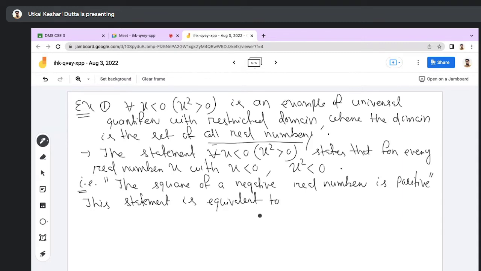Any idea? Okay, see. For all x, we have written x less than 0, x square greater than 0. That means the square of a negative real number is positive. That means x square will be positive when x is negative. Then what will this be? That will be a conditional statement: x square greater than 0 when x less than 0. That is the same meaning. If x less than 0, then x square greater than 0.